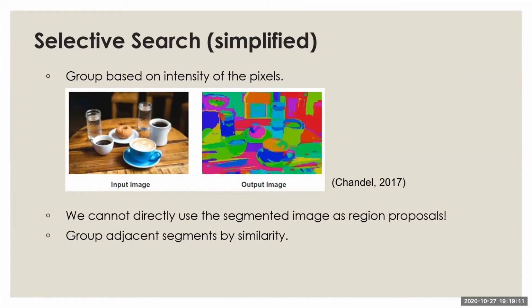Okay, but then the problem is, can we directly use this as the proposed regions? Well, the answer is not really, because as you can see here, it's kind of over segmented, right? For example, the cup here, even though it's a single object, has multiple segments in it. So what we have to do next is to join these segments to form fewer region proposals. And we do that by grouping adjacent segments by similarity.